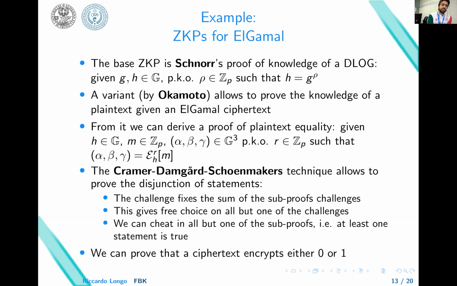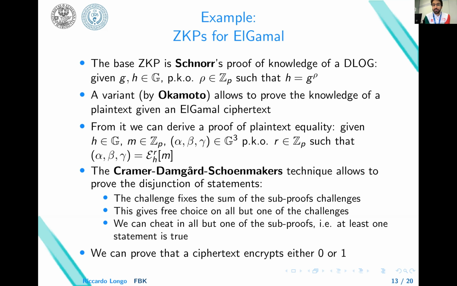The base is Schnorr's proof of knowledge of a discrete logarithm. That is, we have two elements of the group G, G and H, and we want to prove the knowledge of an integer rho in Z_p such that H is equal to G raised to the rho. That is, rho is the discrete logarithm of H with base G. Starting with this very basic proof that is very easy, you can look it up and it's very nice.